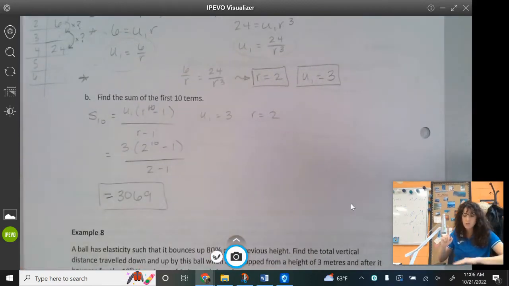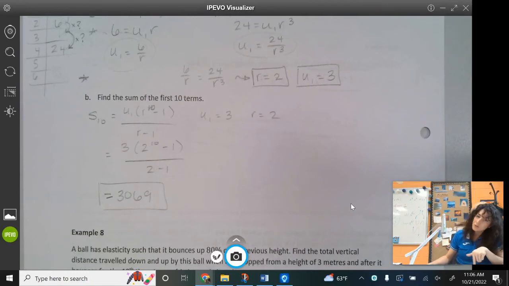Plan, solve, assess. That feels really small to me, except when I notice that a common ratio of 2 is not super big, right? Compared to all the common ratios that we've had in the past, R of 2 is one of the smaller common ratios we've been dealing with so far, and we start with a pretty small number. We start with 3, right?